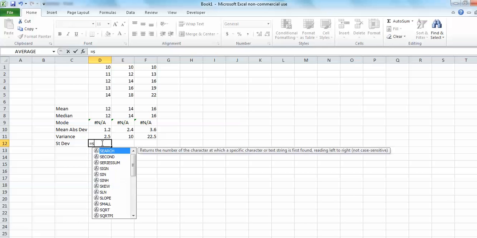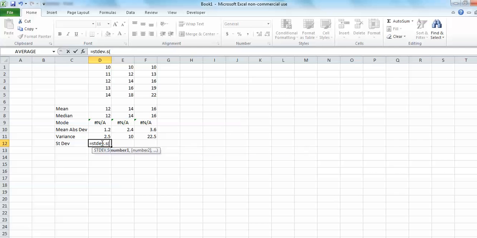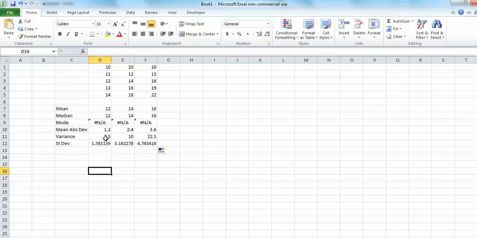The same thing will happen with the standard deviation. Since it's a sample, we'll type in equals STDEV.S. The S is for sample. We'll highlight the 5 numbers. And as the dispersion goes up, the standard deviation goes up along with it. The column with the lowest dispersion had the lowest standard deviation. The column with the highest dispersion had the highest standard deviation. And the column that had the middle amount of dispersion had the middle standard deviation.